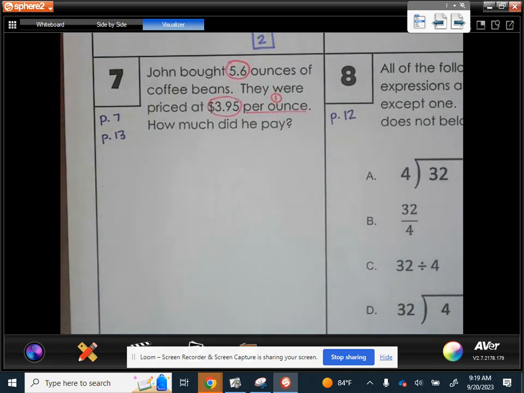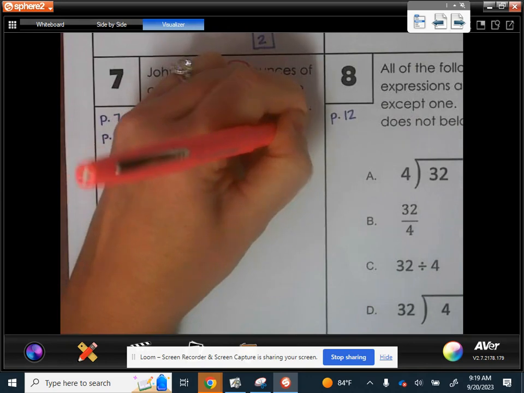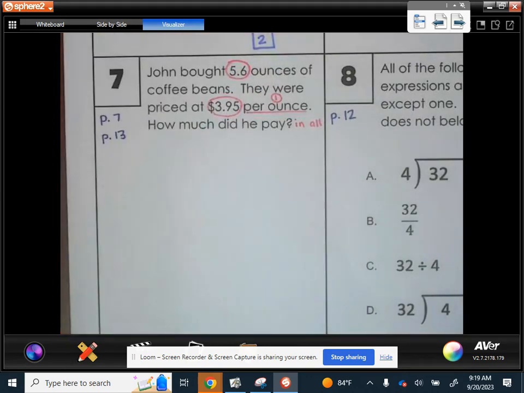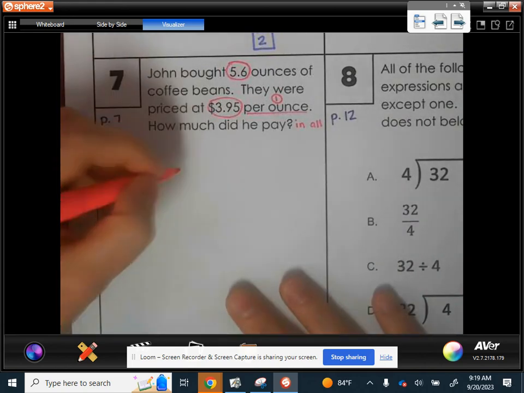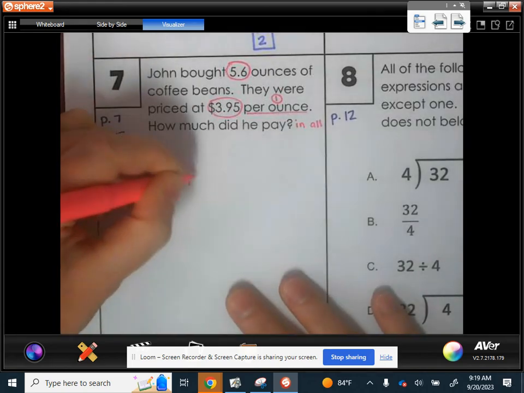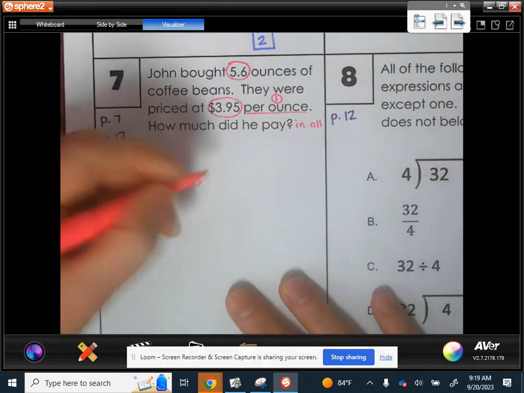He bought more than 1 ounce. So we're looking for how much did he pay. We could add in all on the end of this, right? Or all together. We're looking for the total amount that he paid for all of the coffee beans that he bought. So this is going to be multiplication, which you can find on page 7. I do need to put the $3.95 on top because it has more digits.